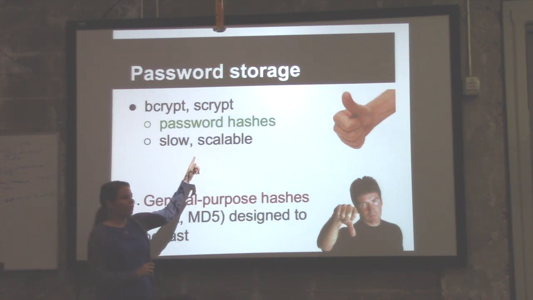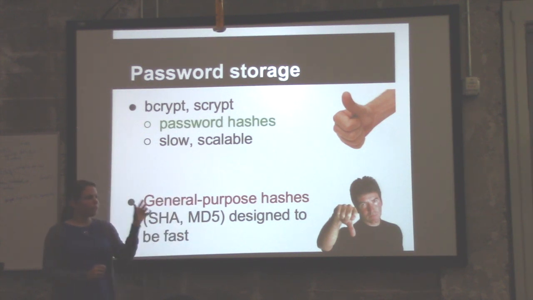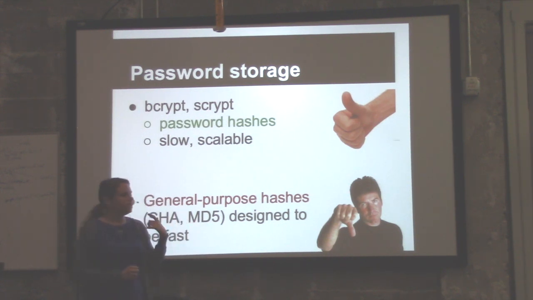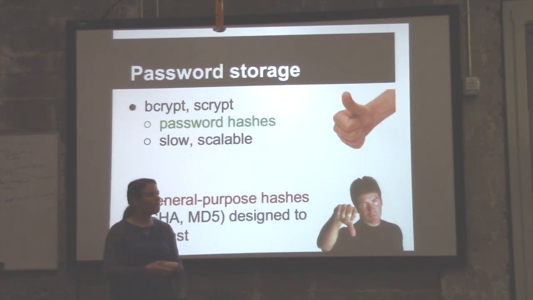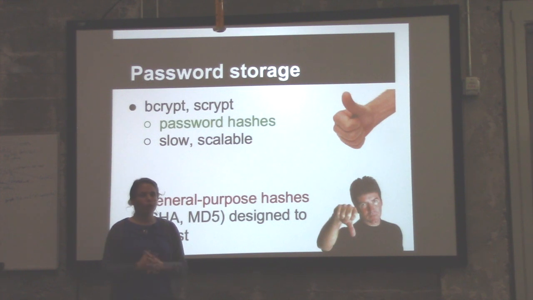Another really cool thing about them, besides that they're slow, is that they're scalable. And what I mean by scalable is that they have a work factor. So one of your inputs to the hash function is a work factor, which is an integer, and that controls how many times these hash functions iterate. So I think the current recommended work factor for bcrypt is 7, and that seems to be a good value for the hardware that's out there today.